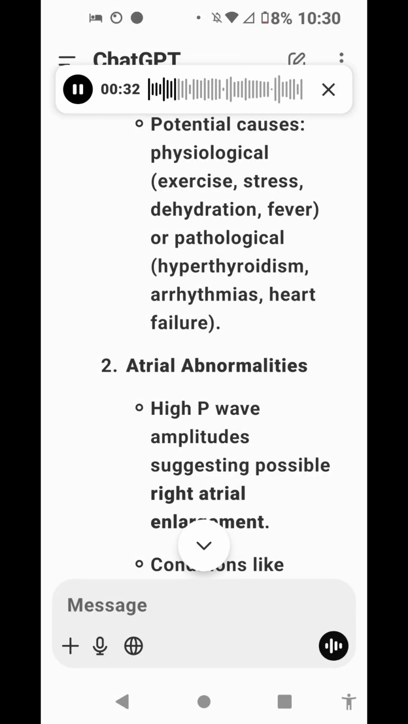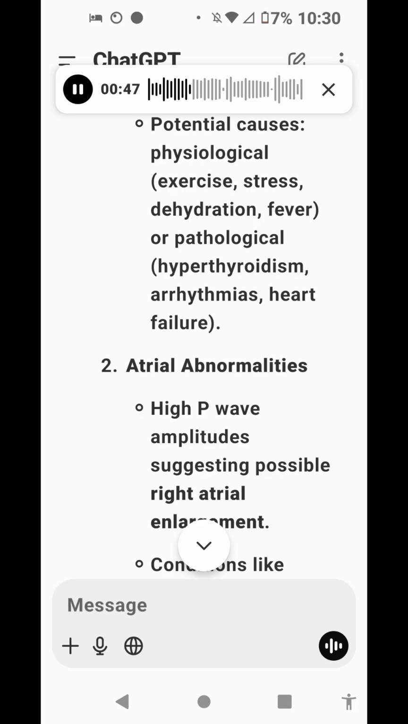2. Atrial abnormalities. High P-wave amplitudes suggesting possible right atrial enlargement. Conditions like pulmonary hypertension or valve issues could be contributing factors. This finding requires further diagnostic tools such as an echocardiogram.